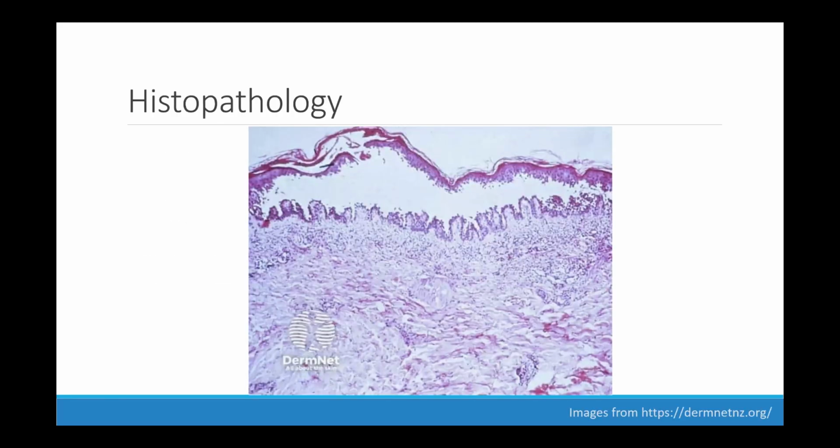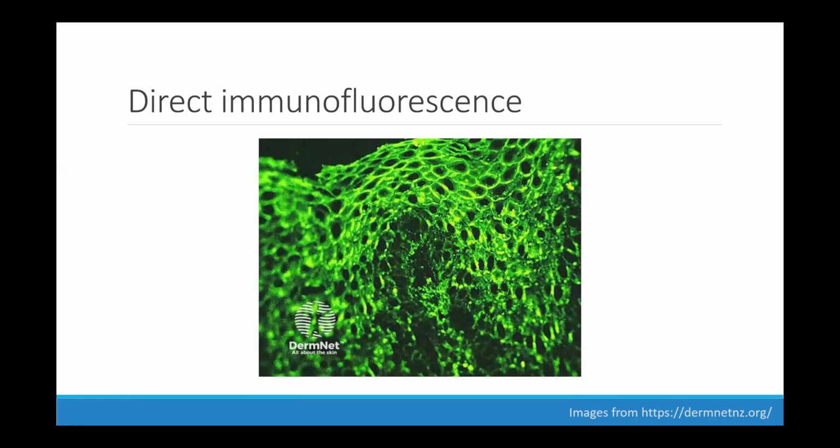So this is a picture of the suprabasal bullae. And this is direct immunofluorescence with deposition of IgG and C3 in the epidermis in a fishnet pattern.